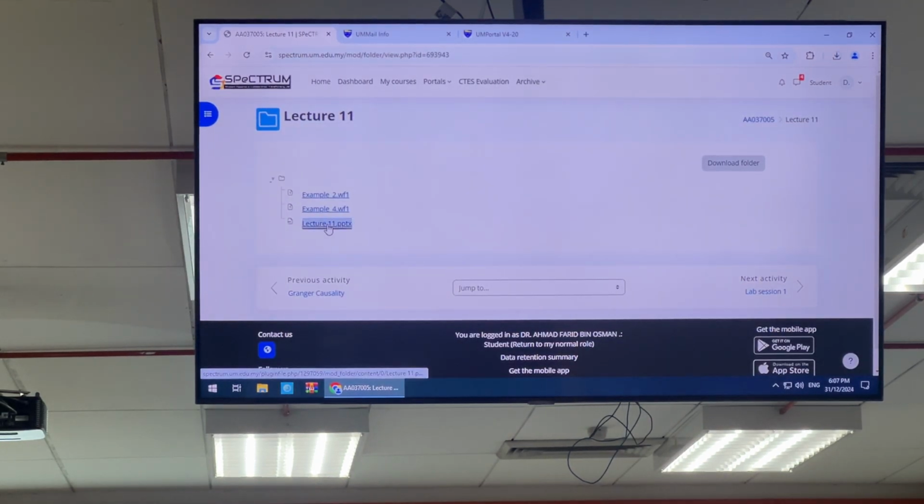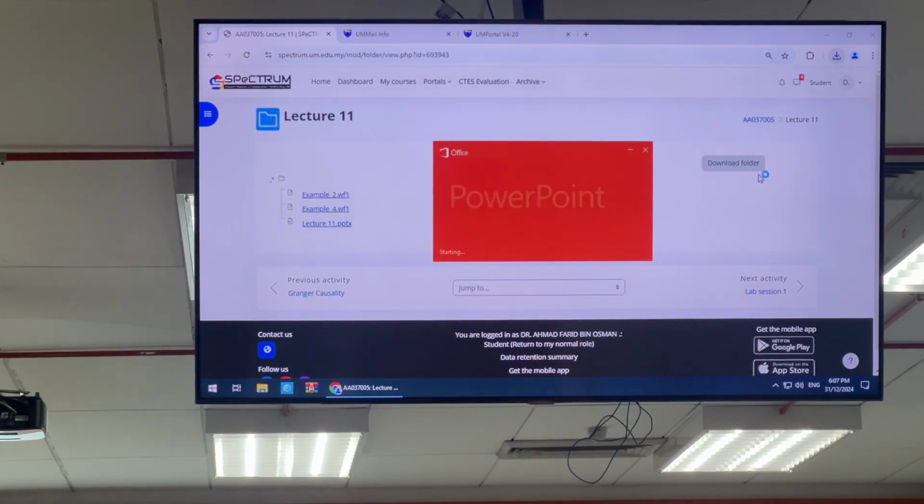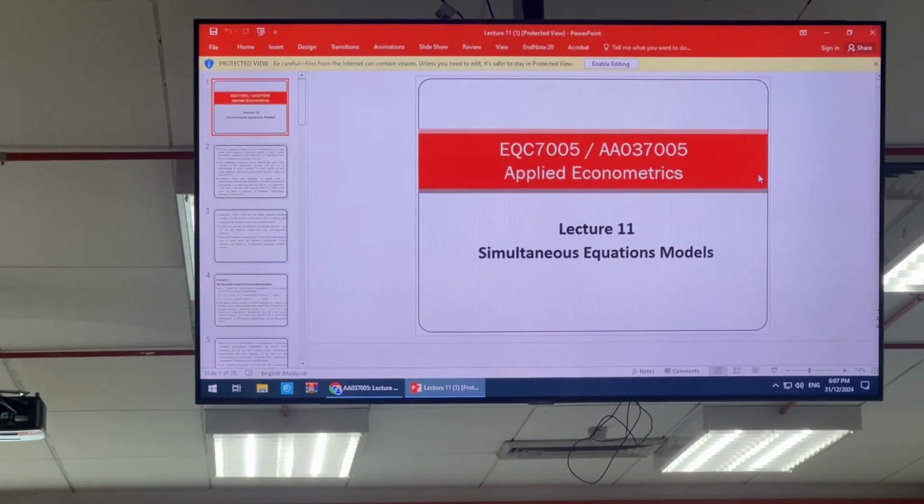So today we're going to discuss another topic, what we call the simultaneous equation model. So when we have more than one regression equation, and how to explain it.